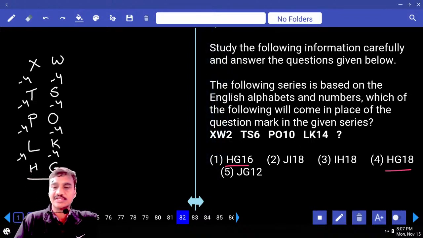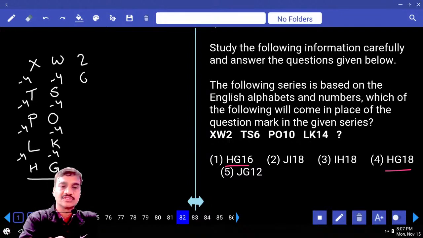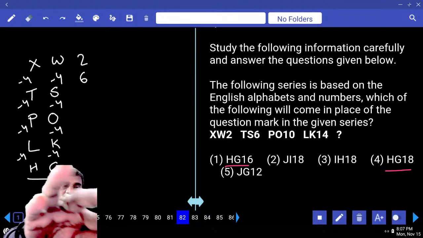Then the number. What is the number we have? 2. 2 plus 4, 6. Isn't it? And 2 plus 4 is how much? 2 plus 4 is 6.